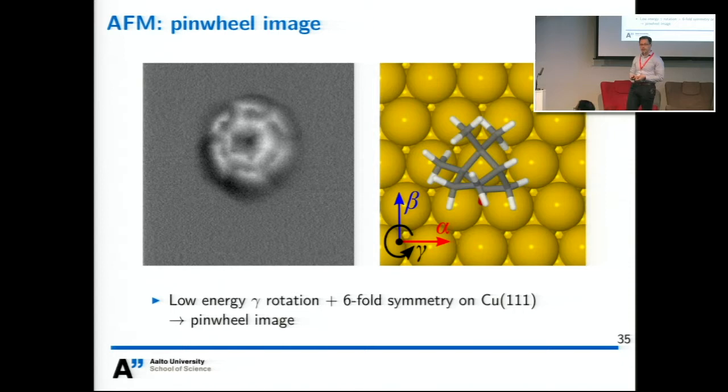Now when we return to the AFM measurements, this pinwheel image where we see 6 identical orientations, our result of the low energy in the gamma rotation and the fact that the copper 111 surface has a 6-fold rotational symmetry can explain this image where the molecule seems to be changing orientation during the measurement.